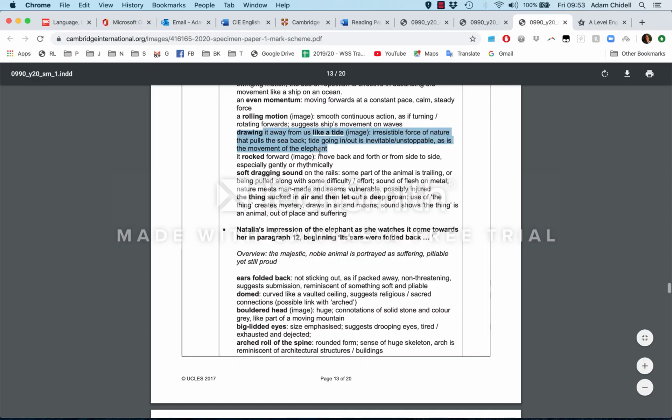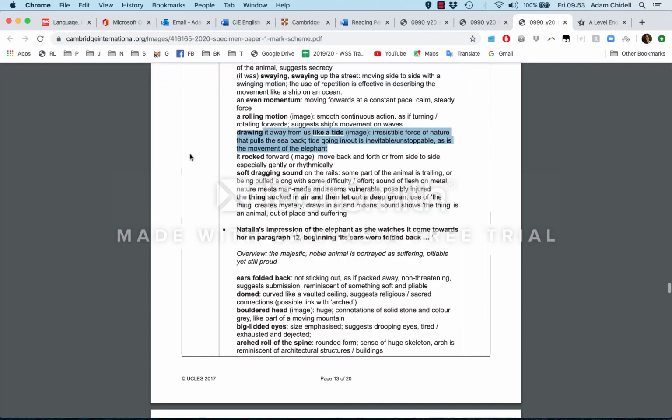That is the elephant. Now the key thing here, what not to do, and I've noticed this quite a lot in mocks and just in answers that I've seen over the years, you do not need to define obvious words. So you should not be saying, for instance, about "like a tide", something along the lines of, this is when the sea goes onto and away from the beach. That is unnecessary. You do not need to give those sort of very literal definitions.